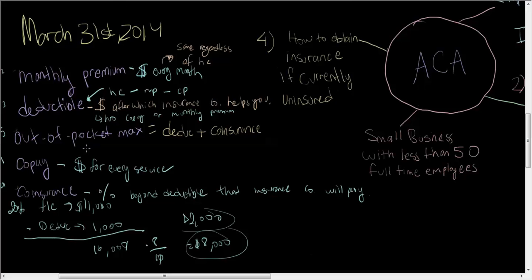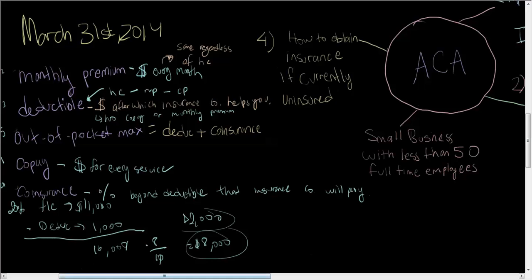And the out-of-pocket maximum is the most you're going to spend that year for that plan. It is sort of a safety net for you that you're not going to spend any more beyond the out-of-pocket maximum for healthcare that year. So it helps you budget stuff.